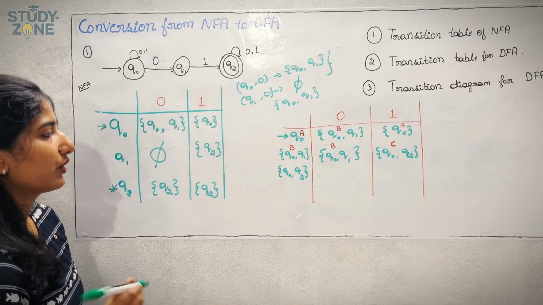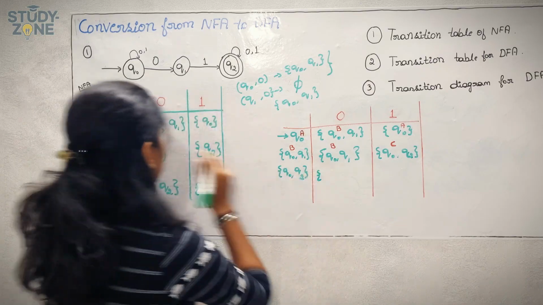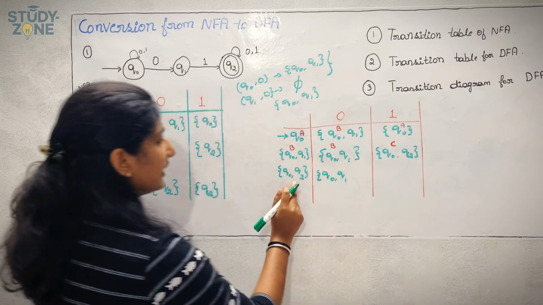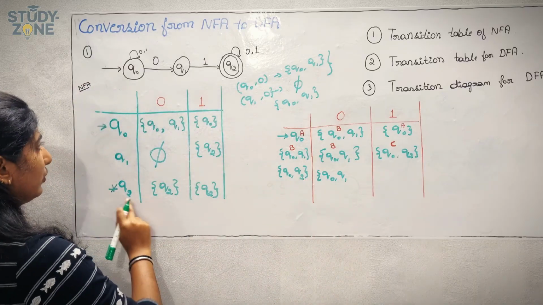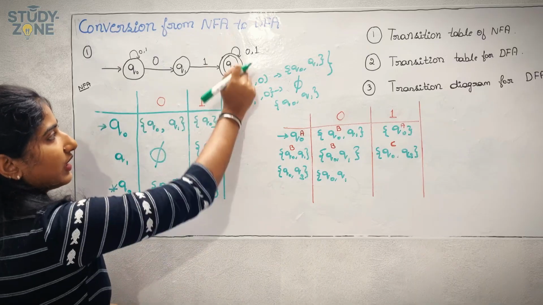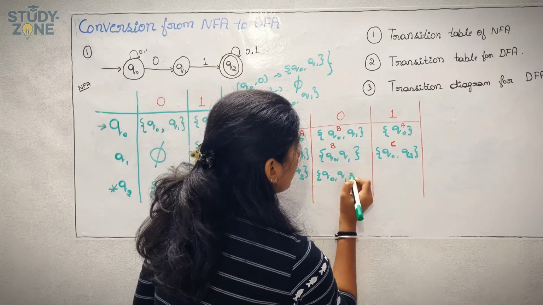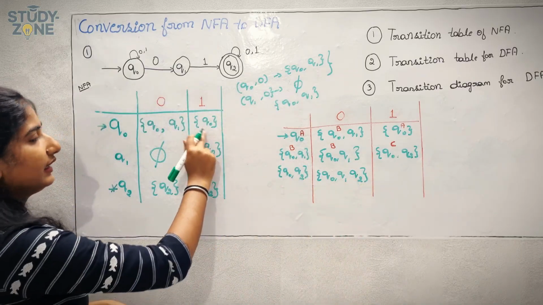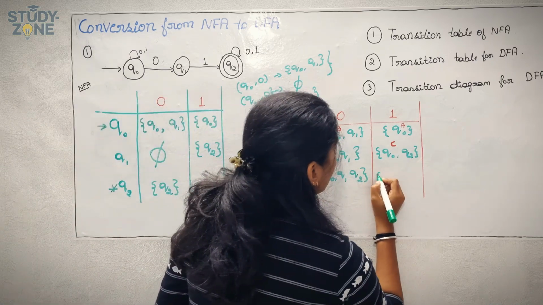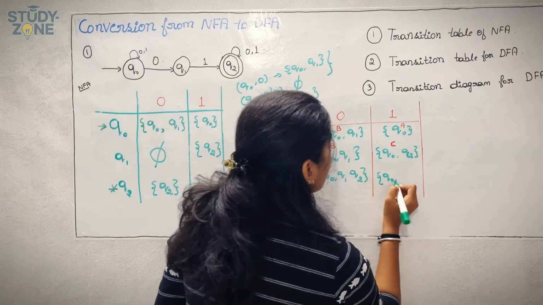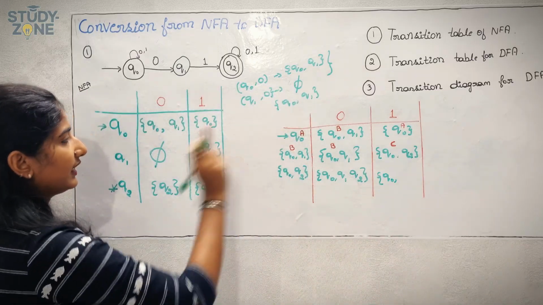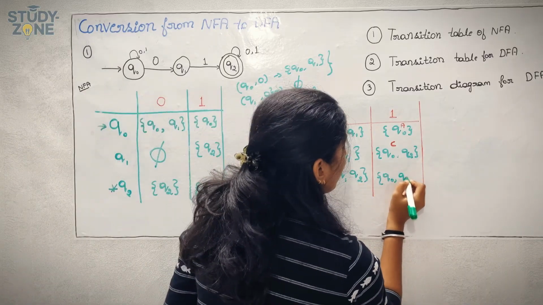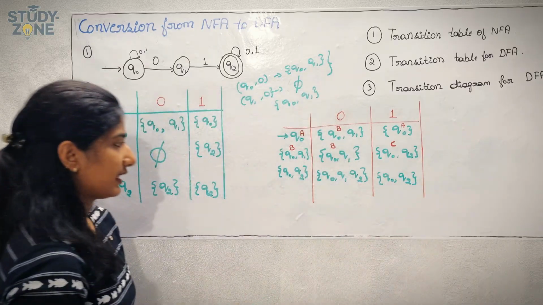So now, same like that, check again. Q0 on 0 will be there in Q0, Q1. And then Q2 on 0, it will be staying in Q2 only. So Q0, Q1, Q2. And Q0 on 1, it will be there in Q0 only, and Q0 on 1 is done. Now Q2 on 1, it will be there in Q2. So Q0, Q2.